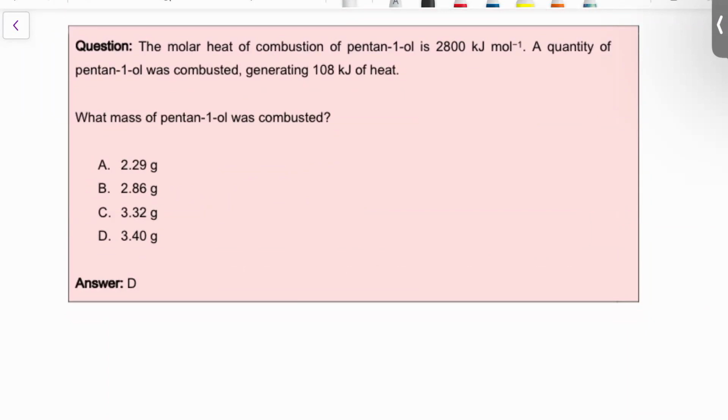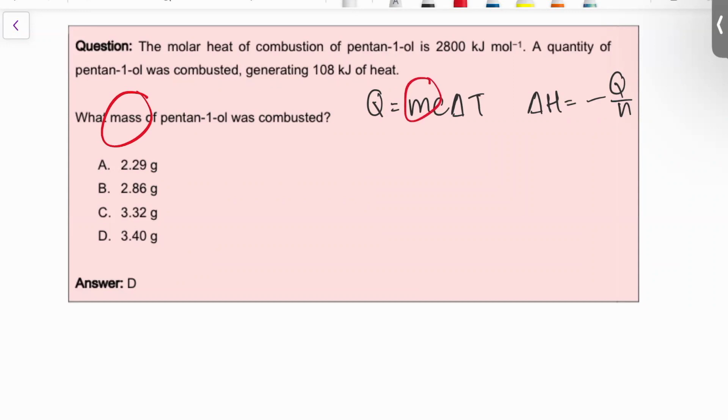The molar heat of combustion of pentan-1-ol is 2,800 kilojoules per mole. A quantity of pentan-1-ol was combusted, generating 108 kilojoules of heat. What mass of pentan-1-ol was combusted? The question's asking me for mass.